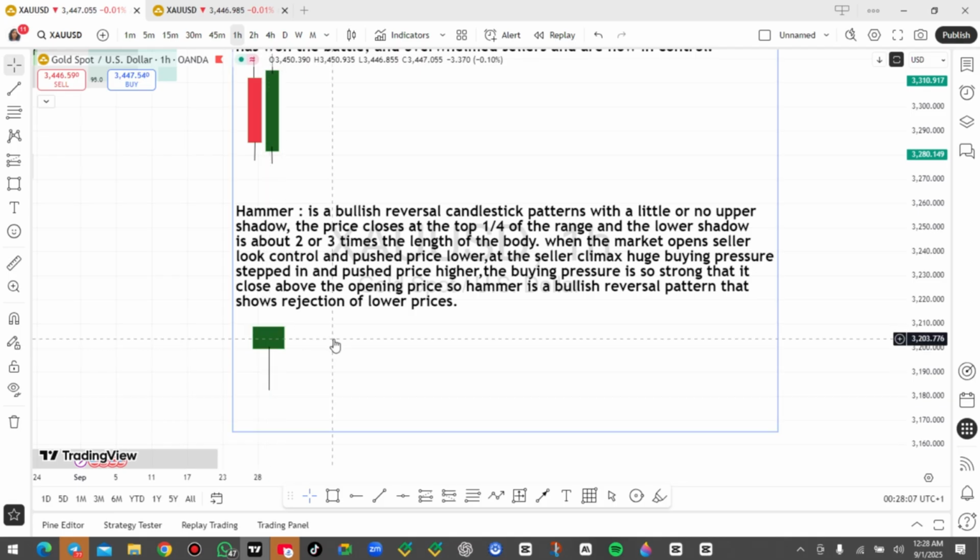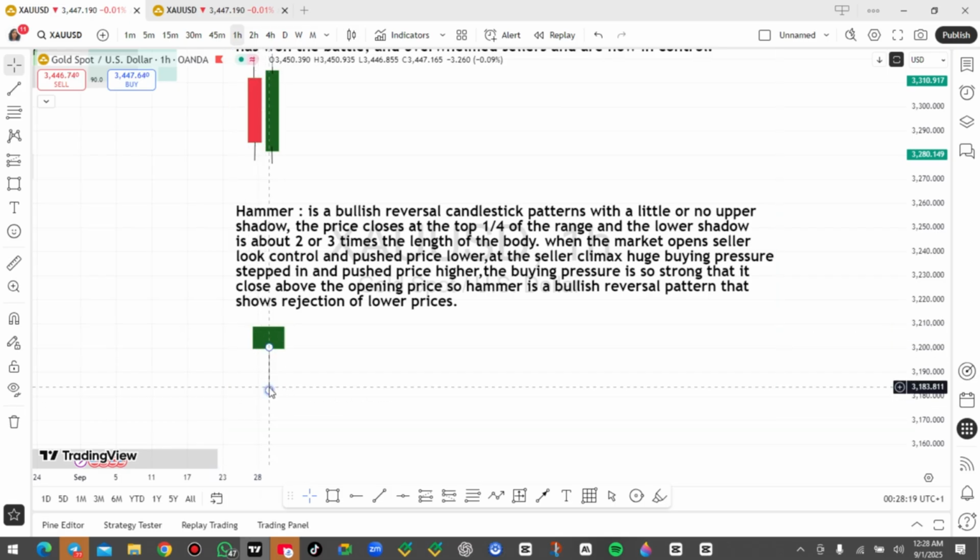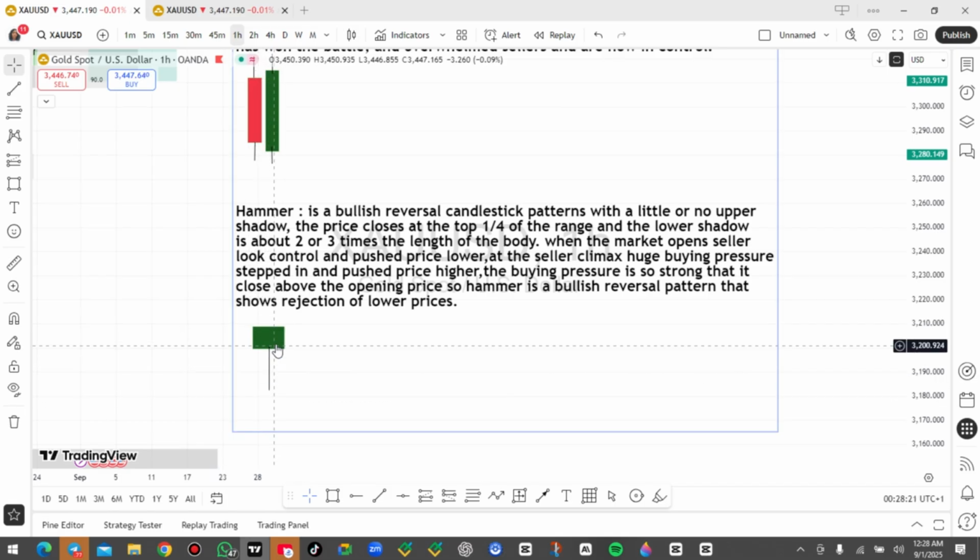But sometimes you might see it like this, sometimes you might see a tiny wick up there, and it's telling you that sellers took this market all the way down. But what happened? Buyers what? Took it back up, giving you a full confirmation that buyers are still in control.